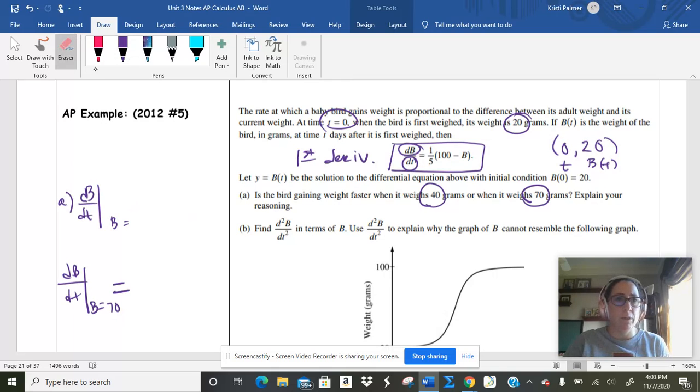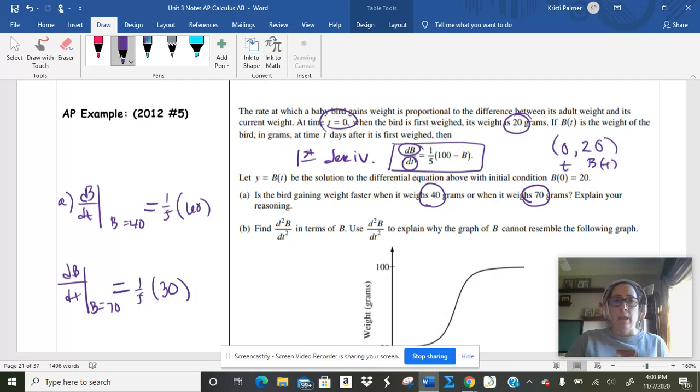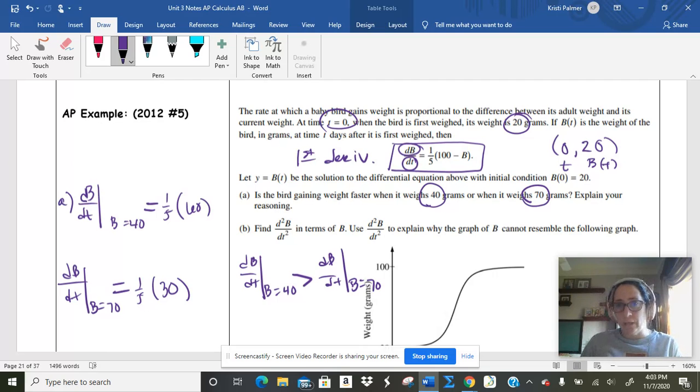Here, I kind of made this one all over the place. Because if we have a bigger number, it's talking about a faster rate. So this is 1/5 times 100 minus, so that's 60. And this is 1/5 times 30. And you don't even have to simplify to tell me that the dB dt at 40 is greater than the dB dt at 70. So it's gaining weight faster when it's 40 grams than when it's 70 grams.